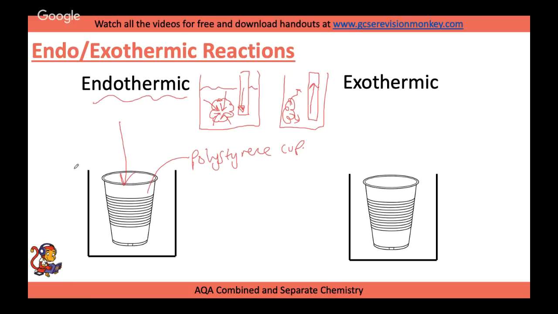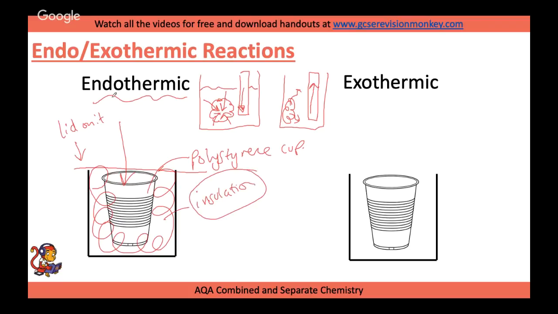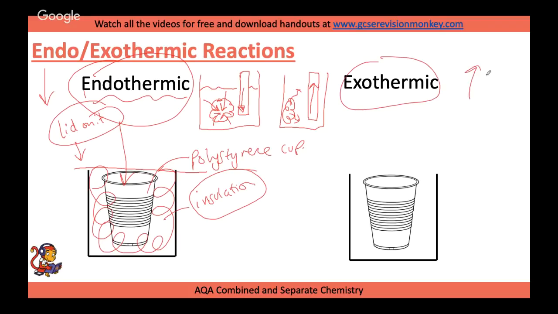Look, if it doesn't have a lid on it, that's going to be an improvement. Put a lid on it and surround it by insulation, something like cotton wool. Those two things here are crucial to improving the experiment, because we don't want the temperature change to be affected. So you'd measure the temperature before, put the reactants in, measure the temperature after, and you will have a temperature change. If it goes down, it's endothermic, and if the temperature change goes up, it's exothermic.